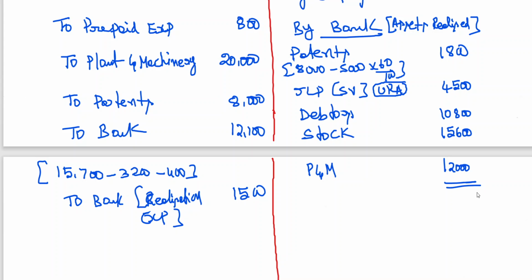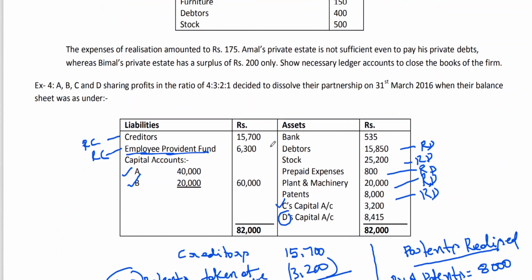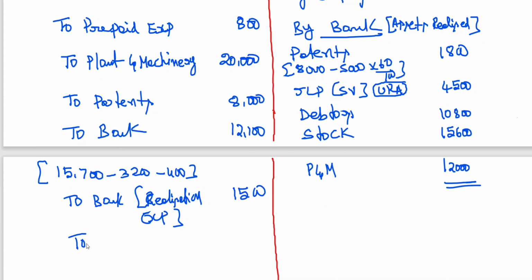One more thing. Employee Provident Fund, even though you don't have any mention about Employee Provident Fund, nowhere he has mentioned. I told you last class also we saw outstanding salaries. In the first or second problem, I don't remember, Employee Provident Fund is a liability. So whether it is given or not, you need to make a payment. So 6,300 Employee Provident Fund is to be paid. So this also I should write to bank.